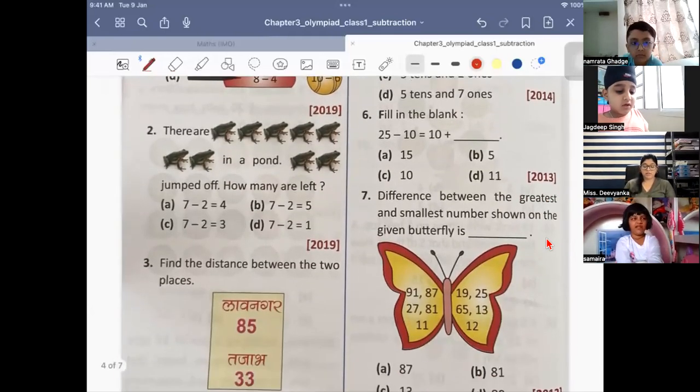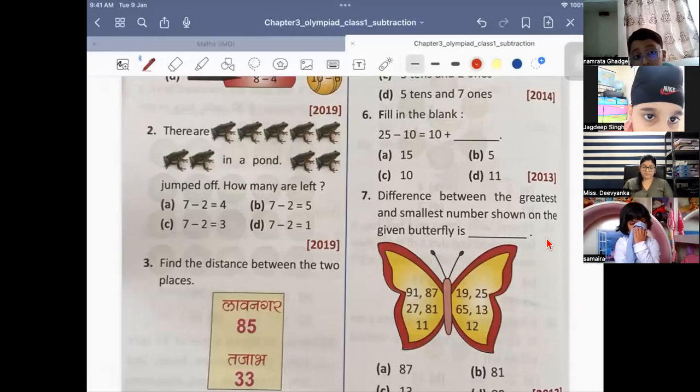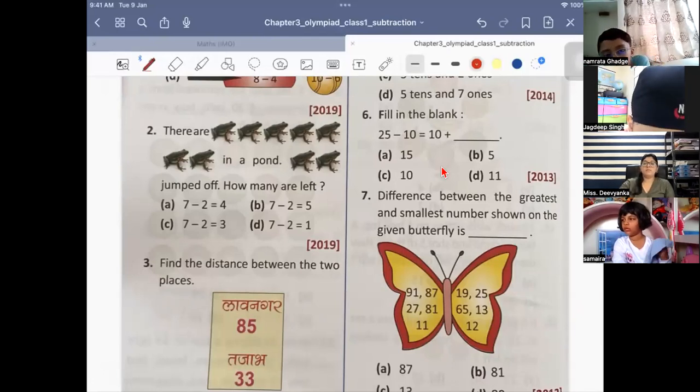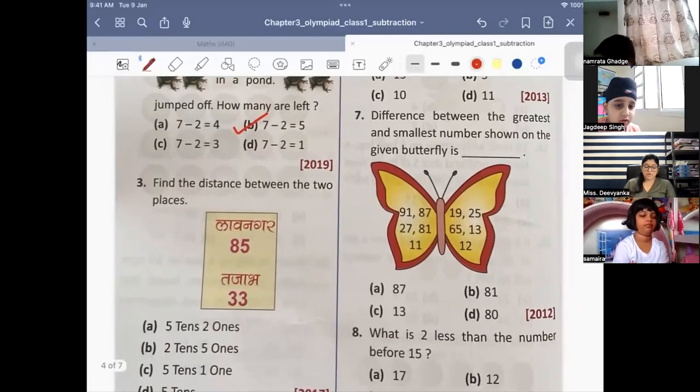Now let's go to the second question. There are so many frogs in a pond. Some jumped off. So how many are left? Count and tell me. 1, 2, 3, 4, 5, 6. Option B. Very good.